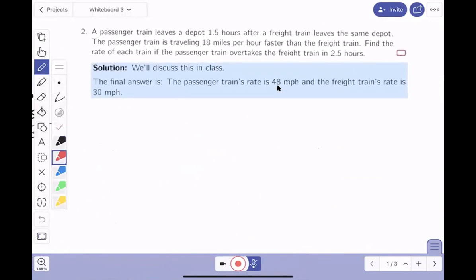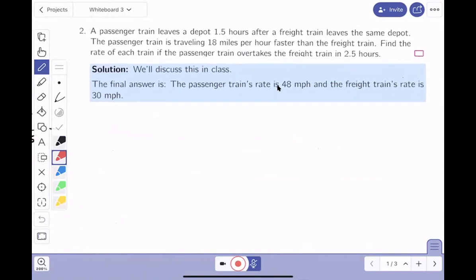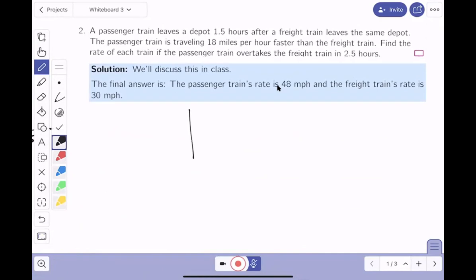And again, a lot of times when we read, we have a tough time understanding what we've read, and that's a problem. You want to try to understand what you've read. So it says a passenger train leaves a depot 1.5 hours after a freight train leaves the same depot. Well, I'm going to put my depot down. It's like a train station, right? And they're talking about 2 trains now. One is a passenger train and one is a freight train.